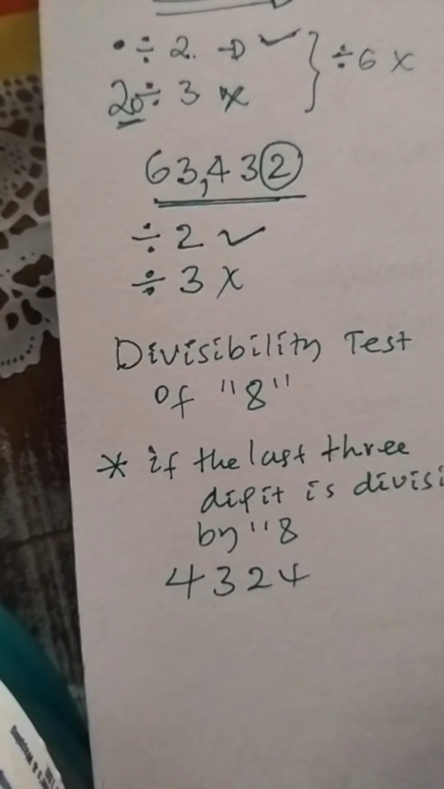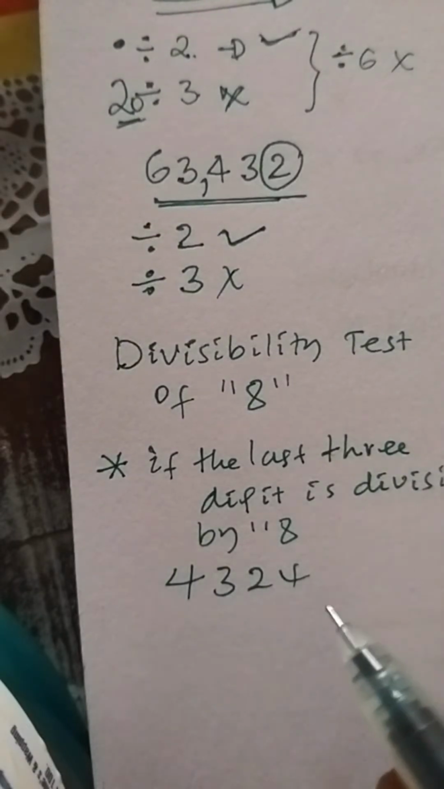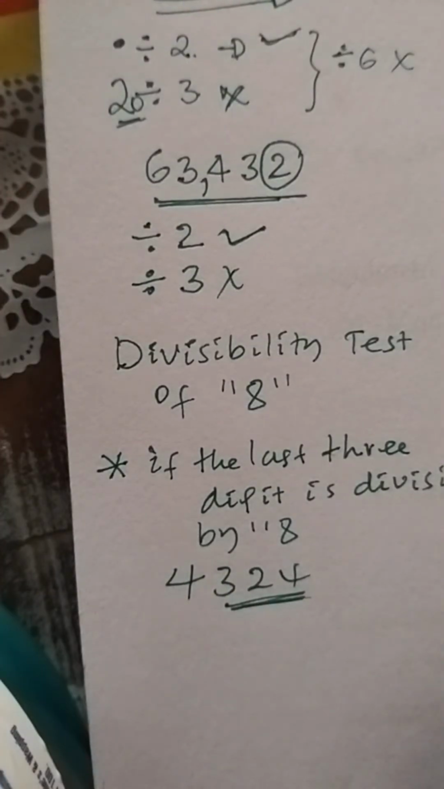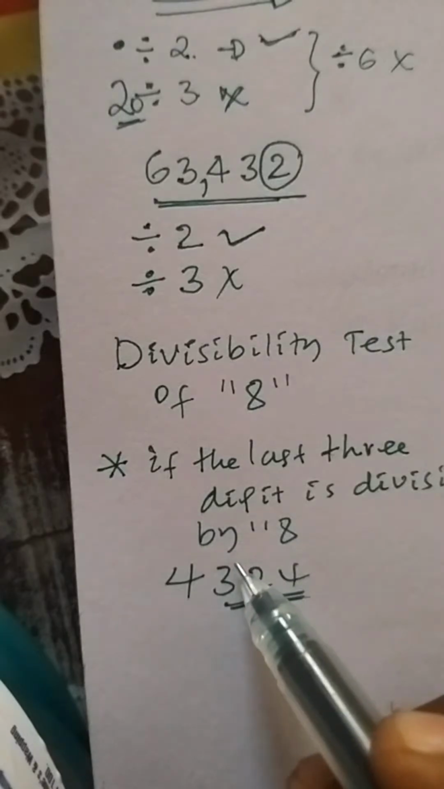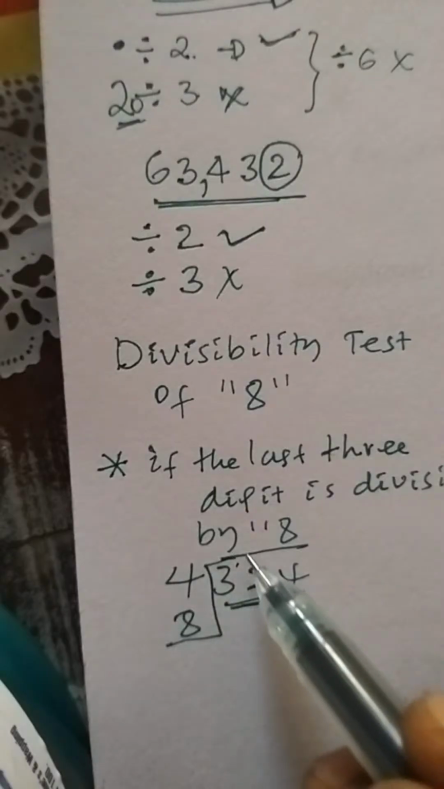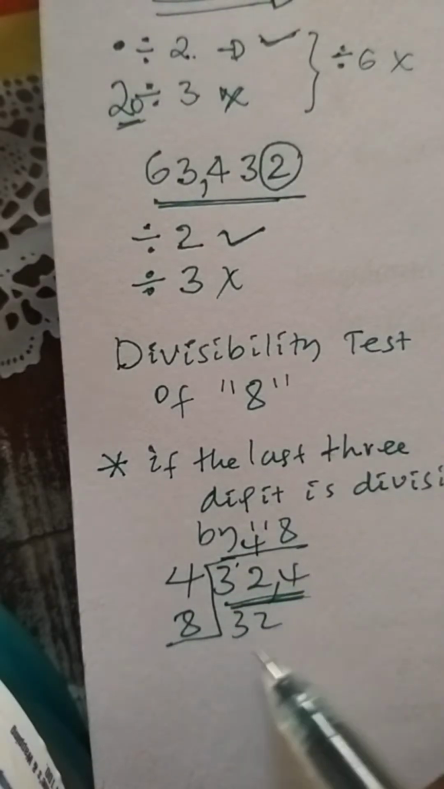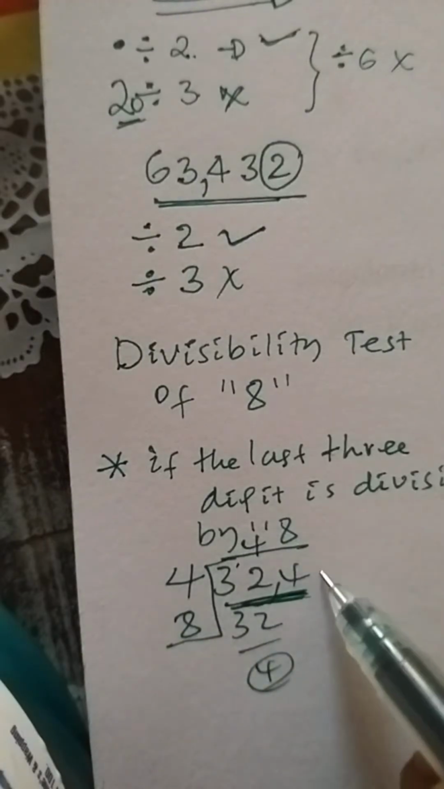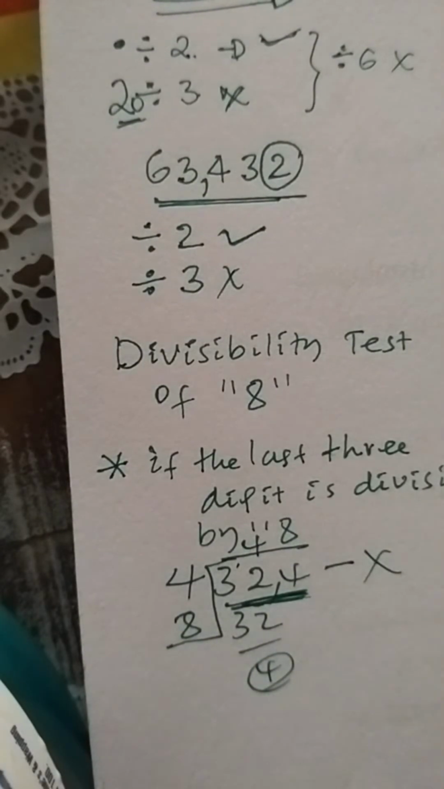So let's take 4324. To check whether this number is divisible by 8, we have to divide only the last 3 digits, 324. So let's check whether 324 is divisible by 8. Here 4, 32, here 4. So this is not divisible by 8, so the whole number is not divisible by 8. I think this is simple. We have to check the last 3 digits.